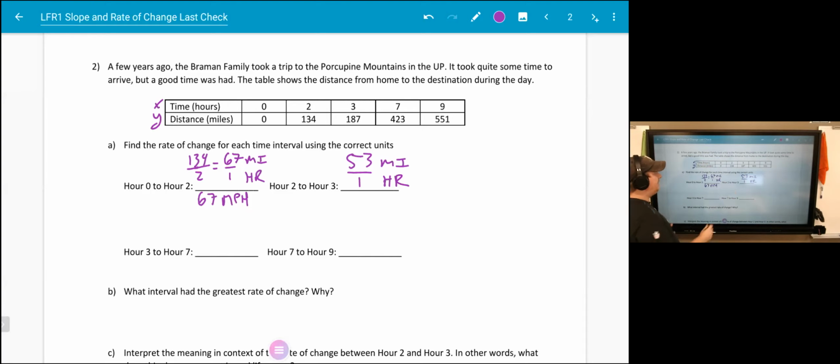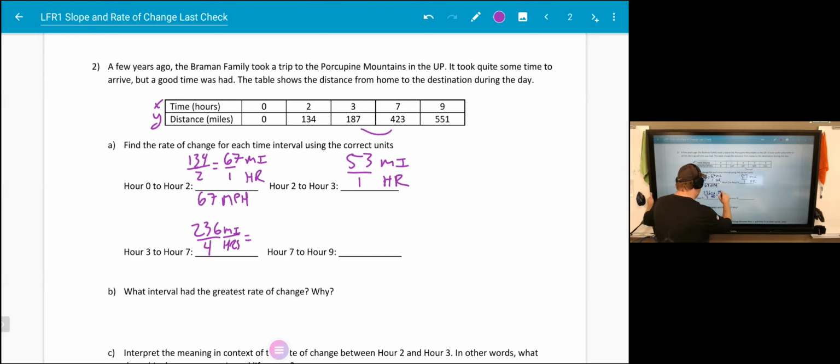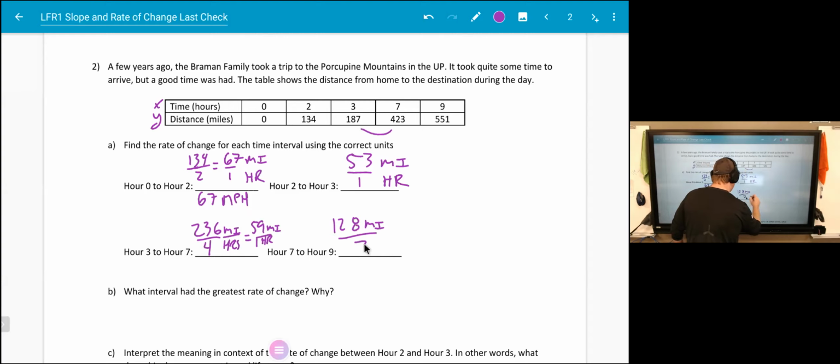Let's go ahead and take a look. All right, so we've taken a look, hour 3 to hour 7. The change in distance is 236 miles, but that happens over a period of 4 hours. If we simplify that, this ends up being a nice round 59 miles in 1 hour. Hour 7 to hour 9, the difference there is 128 miles. And that takes place over 2 hours, giving us a rate of change of 64 miles per hour.